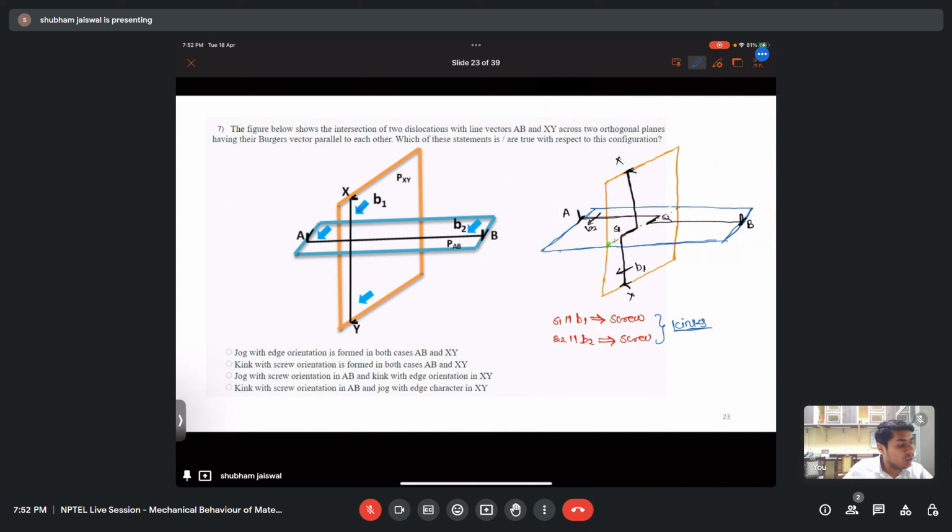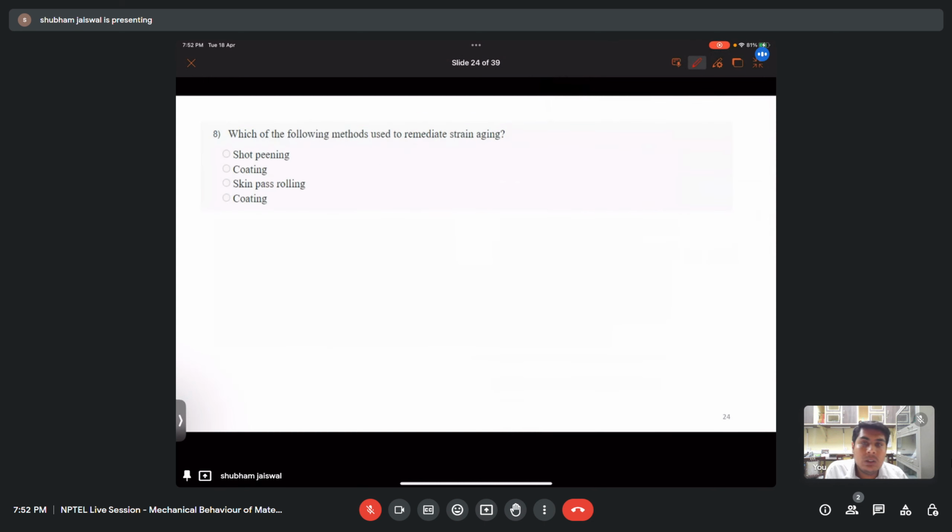So if we see here, the jog with edge orientation is formed. So among these three, the option 2, that is the kink with a screw orientation, is formed in both the case AB and XY. So this will be our correct answer. Okay. Now moving towards the next question.